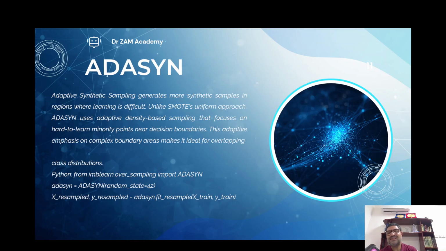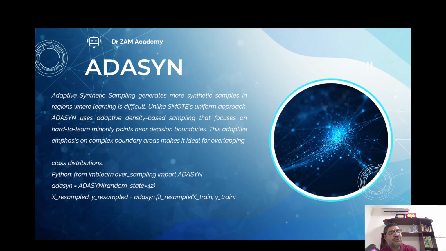them. But as far as adaptive synthetic sampling is concerned, it first of all analyzes the data. The minority data is analyzed first, and then it checks which are the points where we have missing data, where nothing is there. Those data points in the minority class should be filled. So adaptive synthetic sampling generates more synthetic samples in regions where learning is difficult, because we are not having values here. The minority class definitely has less representation.